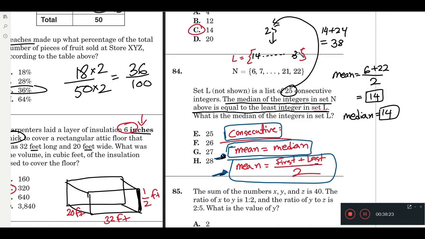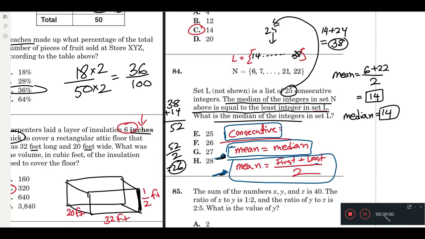So remember this. If you add 25, that means you're adding 25 more numbers, and there would be 26 numbers in that set. But how many numbers are in that set? 25. So you just add 24. So the last number is 38. Then what do we do to find the median of set L? You would do 38 plus 14 divided by 2, right? Which is 52 divided by 2. What do we get? It's 26. 26, that's it.